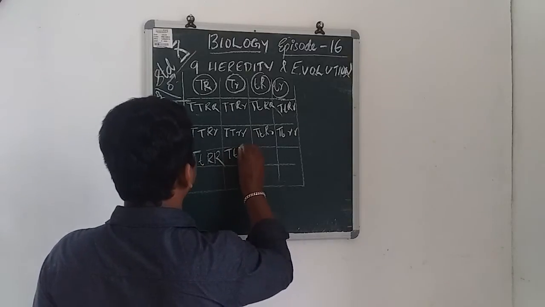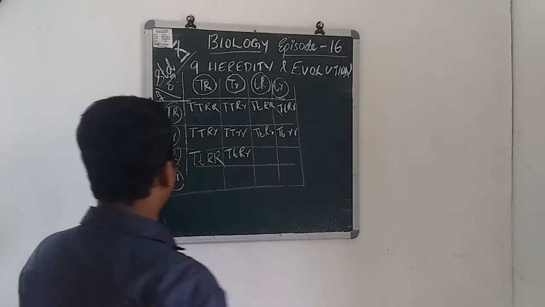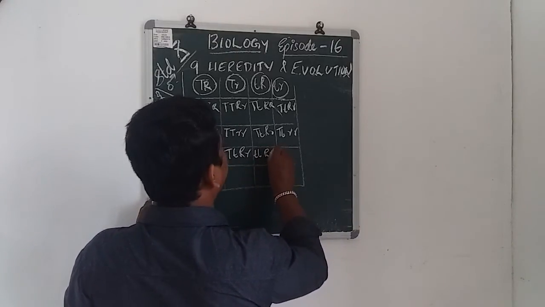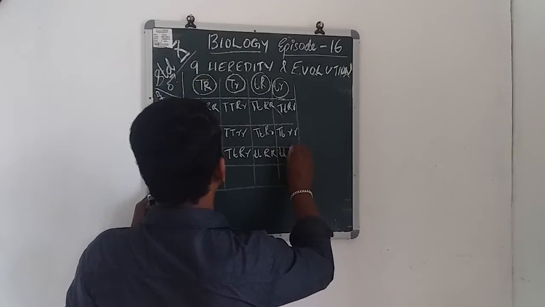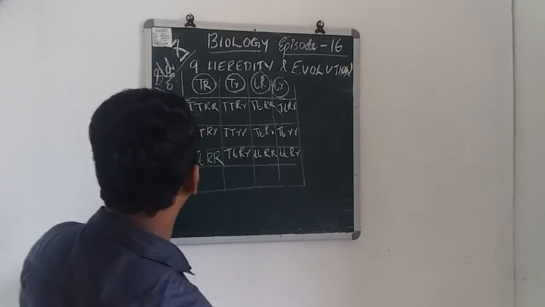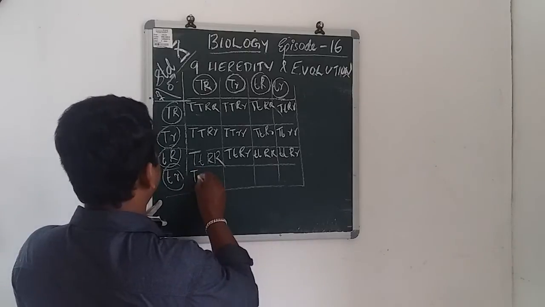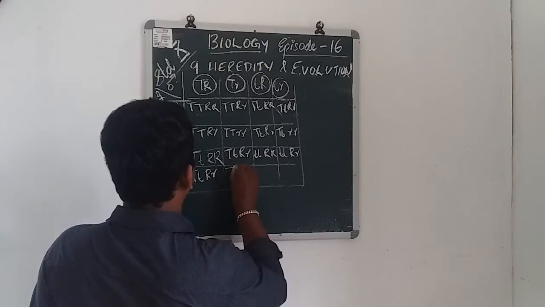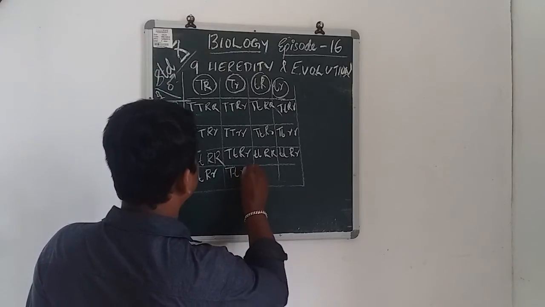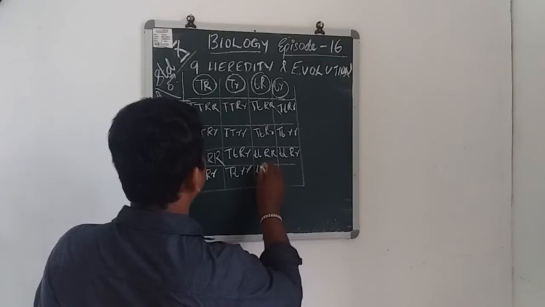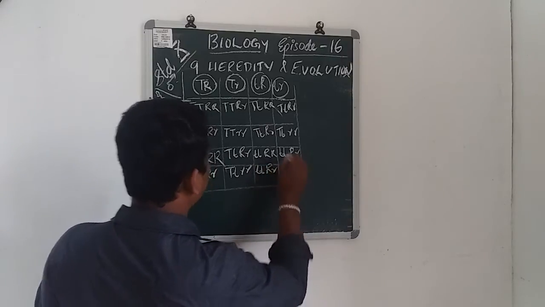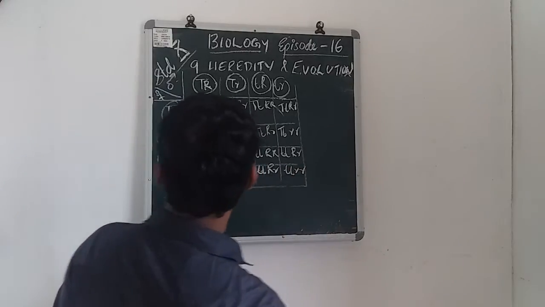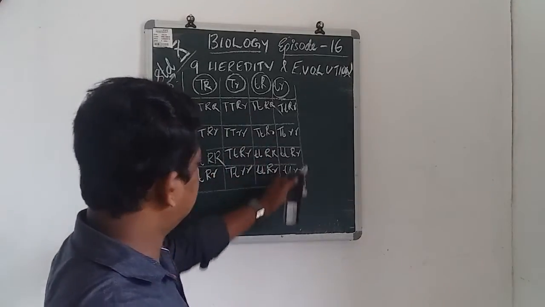And this one capital T, small t, capital R, and again small t, capital R, small t, capital R, capital T, small t, capital R, and then capital T, small r, small t, capital R, small t, small r. Okay, this is the genes.